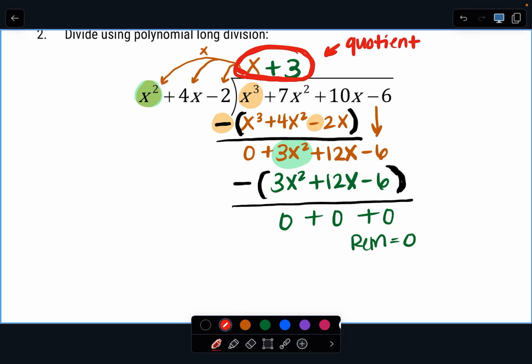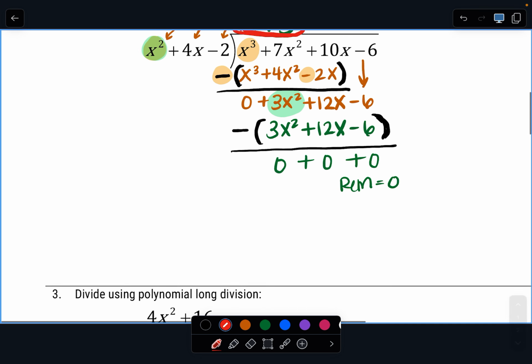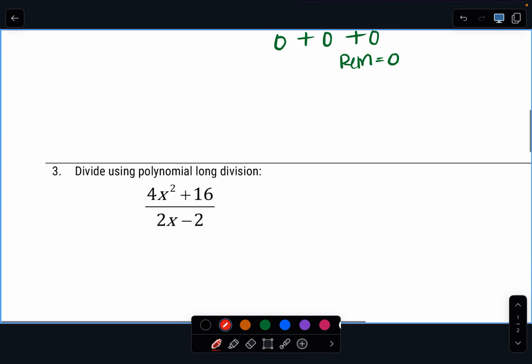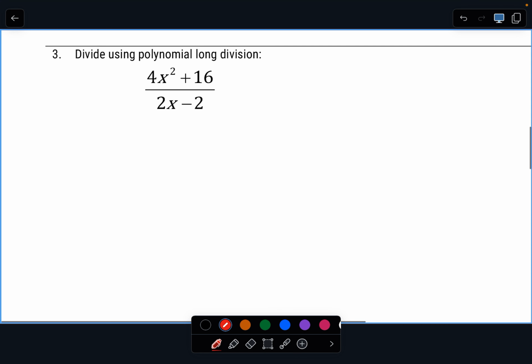Okay, we will try this again. We will do this a couple more times together, and then we'll have time to practice on your own. So let's do another one. Let's look at number 3. Now, the one thing that I'm going to point out for number 3 is we have 4x squared plus 16.